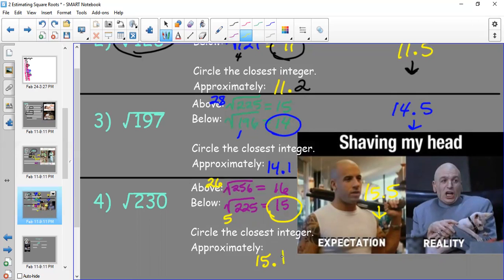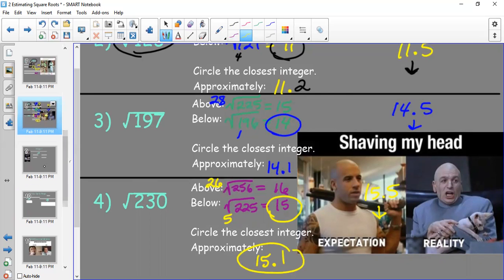Let's see what the calculator says. The square root of 230. By the way, this would be a non-calculator part of our unit. And this one says 15.16. So it would probably be closer to 15.2, but 15.1 would still be a pretty good guess.